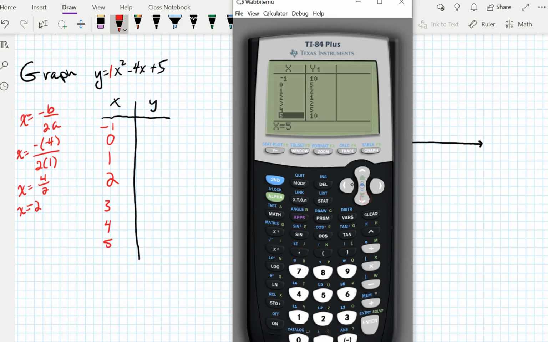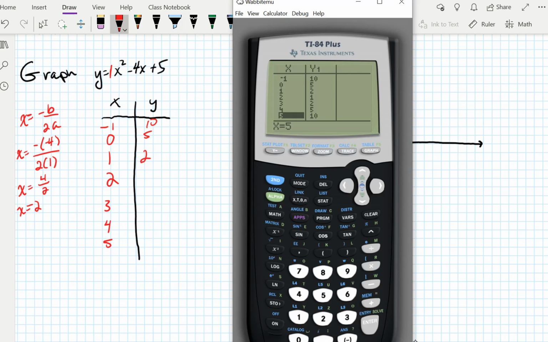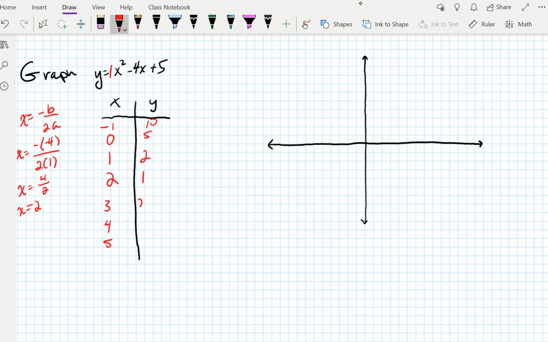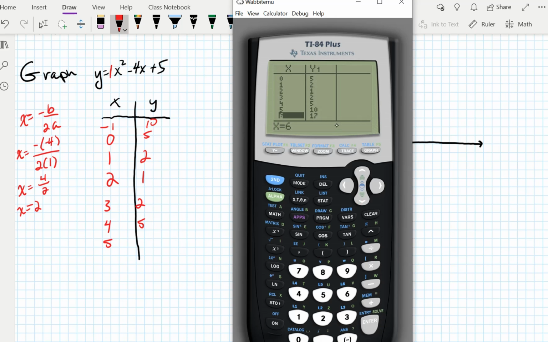Starting at negative 1, we have negative 1, 10, 0, 5, 1, 2. So I'm going to start copying those down. Negative 1, comma 10, 0, comma 5, 1, comma 2, 2, comma 1, 3, comma 2, 4, comma 5, and then last but not least, 5, comma 10.